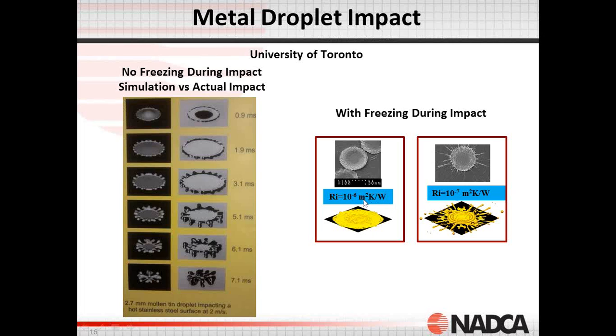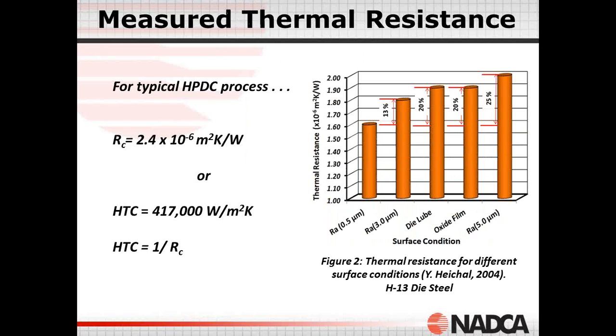And they were able to demonstrate that with the right heat transfer coefficient at the interface, they can predict the final shape of the splashes and be able to control the quality of this coating. We approached them to measure heat transfer coefficients for high pressure die casting dies. And what we have measured were heat transfer coefficients for various conditions in a high pressure die casting die.